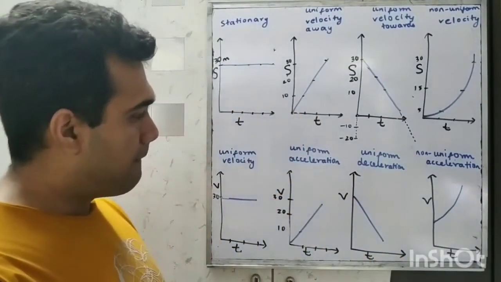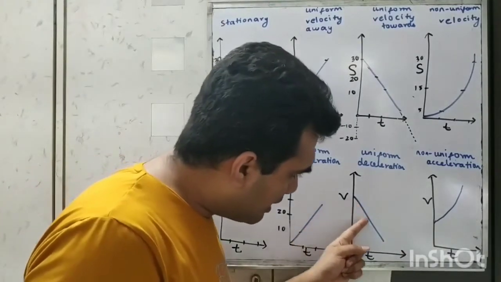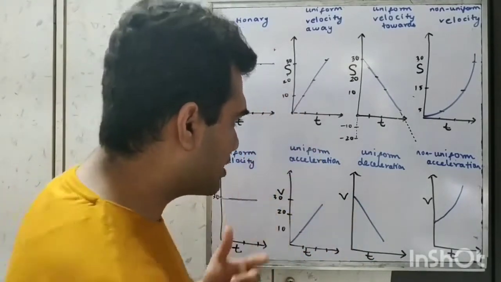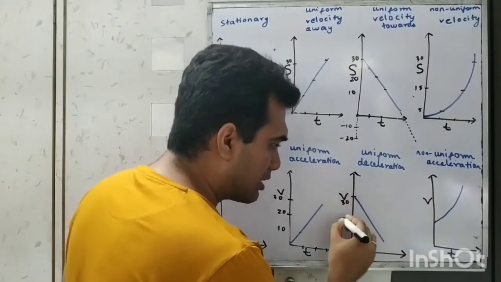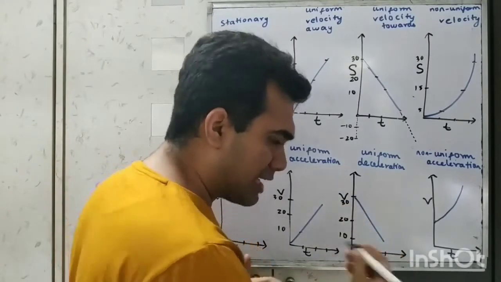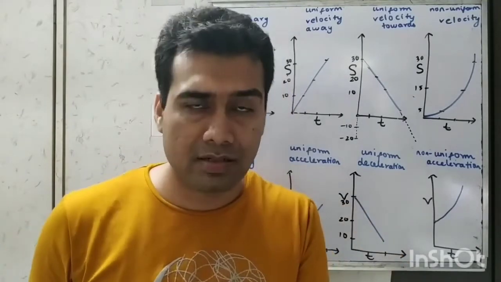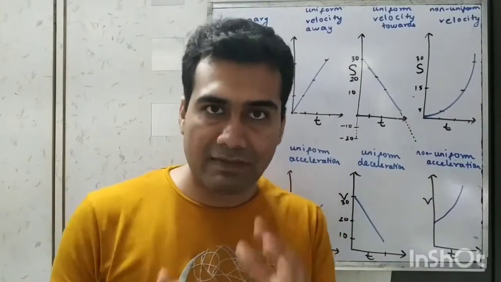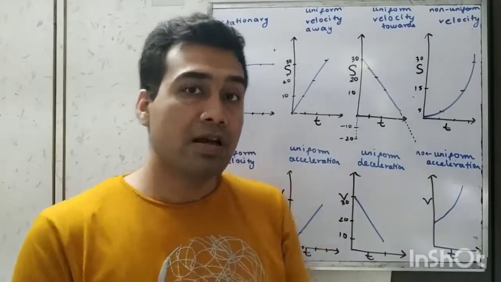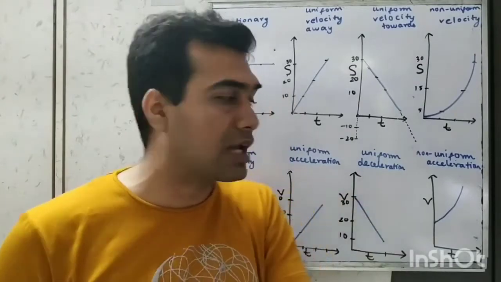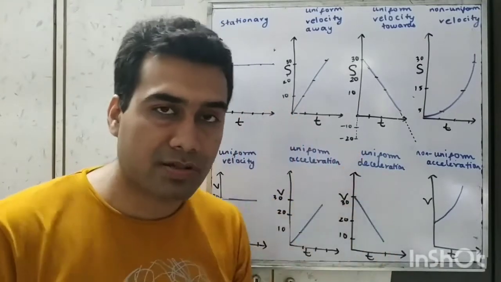Now what is the meaning of the negative slope graph here? It means that initially the velocity was 30, then it decreased to 20, and then it became 10 after 3 seconds, and so on. So velocity is decreasing. So that is retardation or deceleration, negative acceleration. Negative slope means negative acceleration, and the change is equal in equal intervals of time. So that is a uniform deceleration.